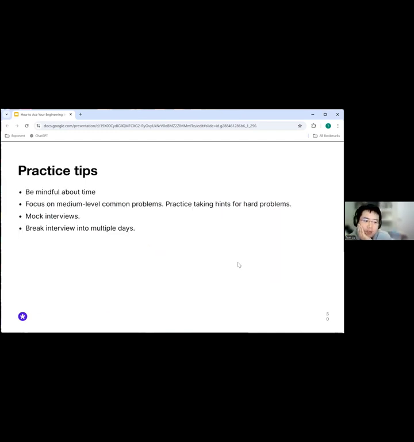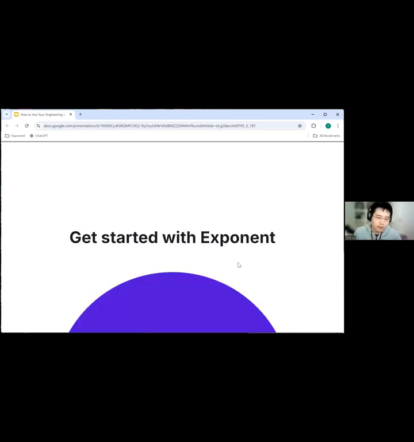right? So some additional practice tips, be mindful about the time. Usually your interview only lasts for 45 minutes. For coding questions, focus on medium level common problems. For hard problems, practice taking hints. Do sufficient mock interviews before you go to a real one, right? Every single one of us is definitely going to blow up our first interview. So make sure we only blow up the mock interview, not the real ones. Break interview into multiple days if it's possible, right?